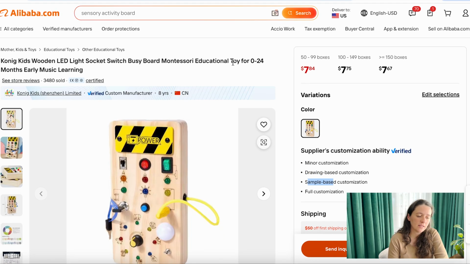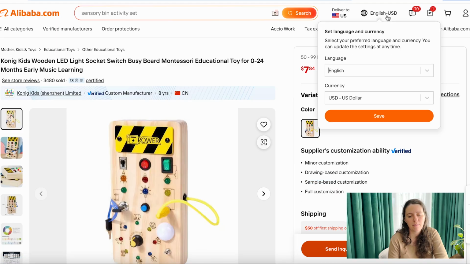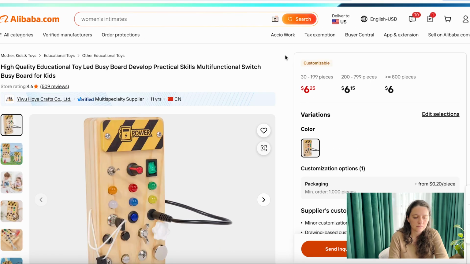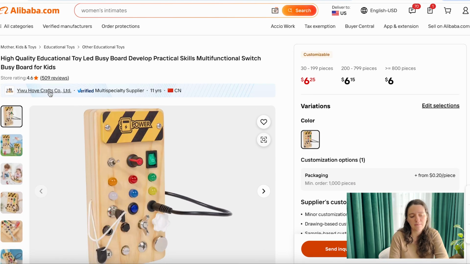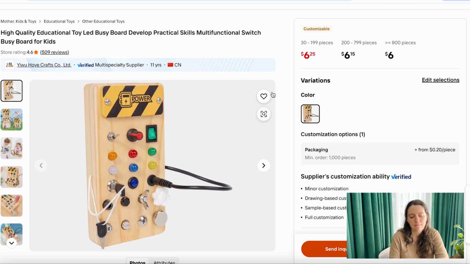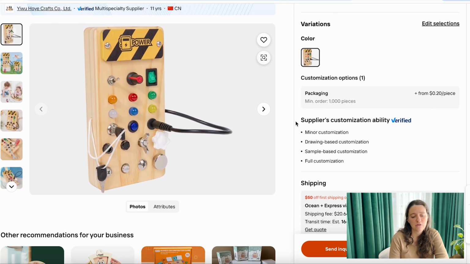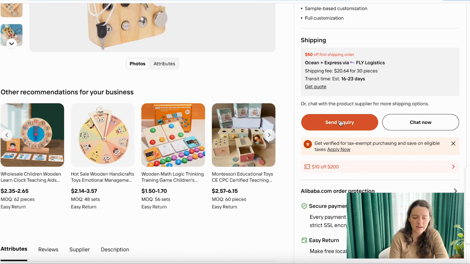This we found out that it's not a manufacturer, it's more of a trading company. So trading companies don't really offer full customization because they are just a middleman. So this one here, we saw that this is a manufacturer. So this one might offer a full customization. To know that, you need to just reach out to a supplier and send an inquiry, clicking here.